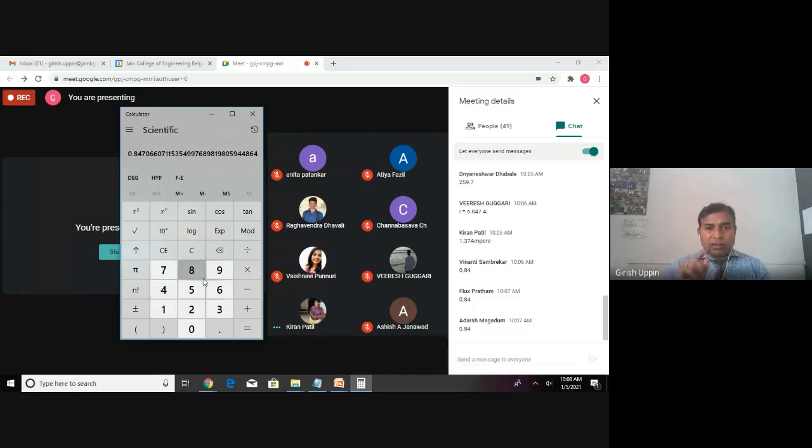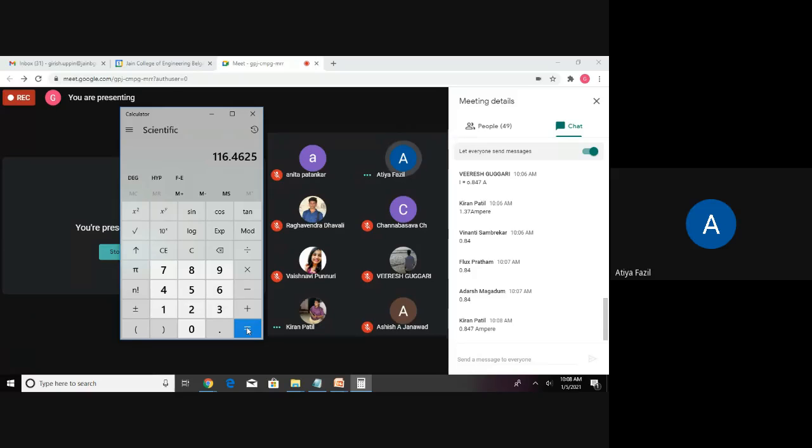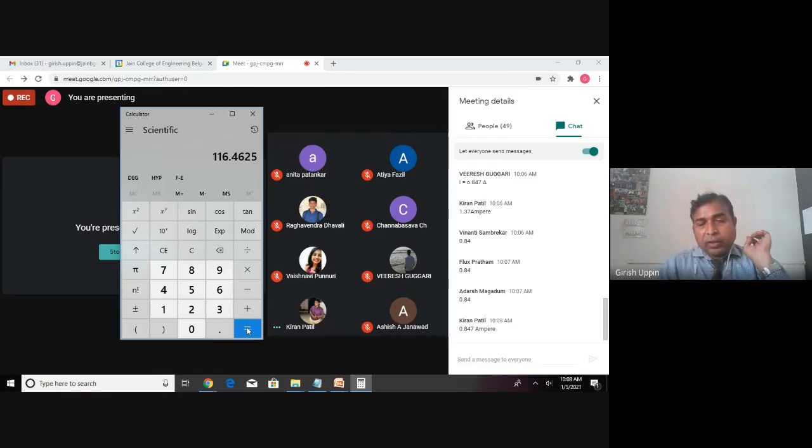V is equal to IR. Just replace it: VA is equal to I into Ra. So 0.847 multiplied by Ra, 137.5. How much do you get? 116.4. Very good. After the decimal, at least take two digits.